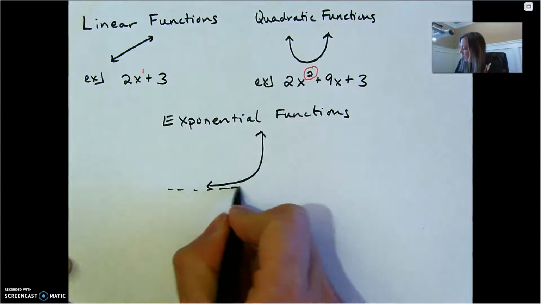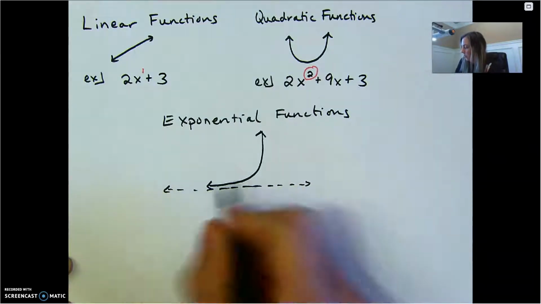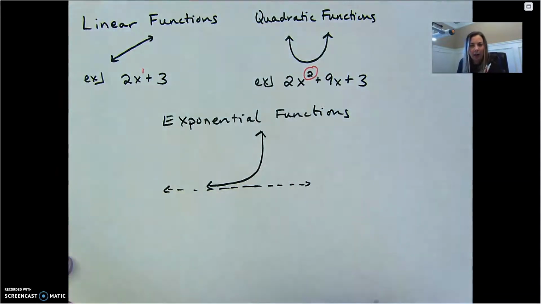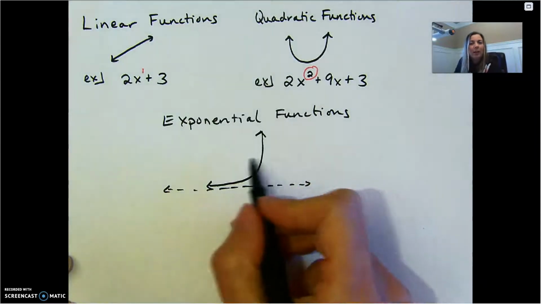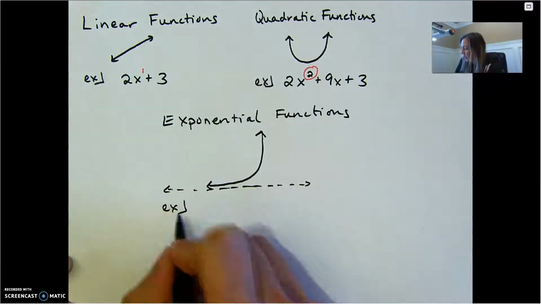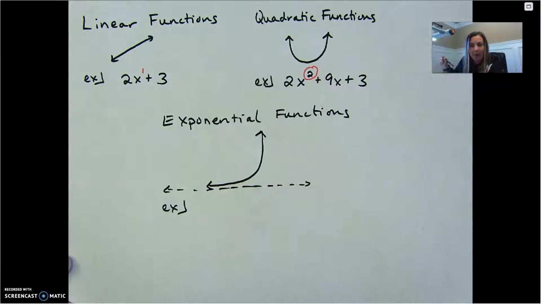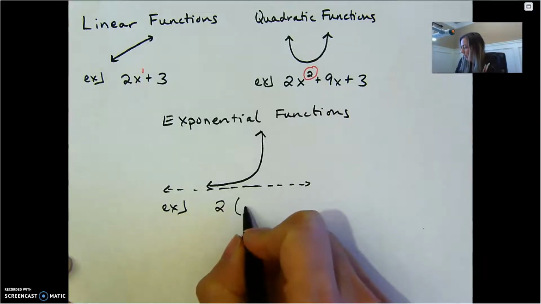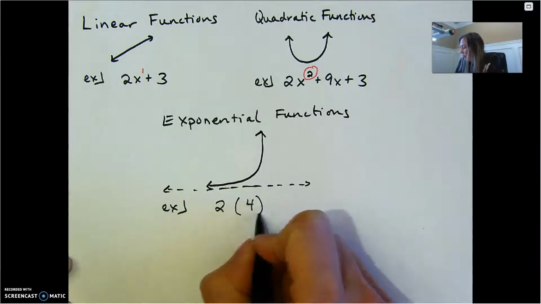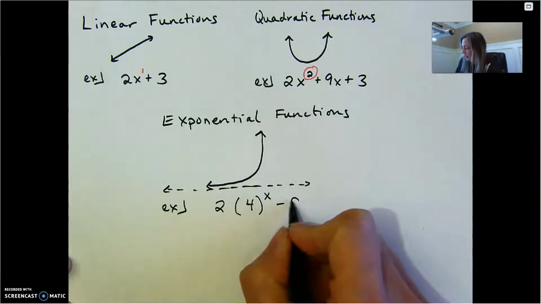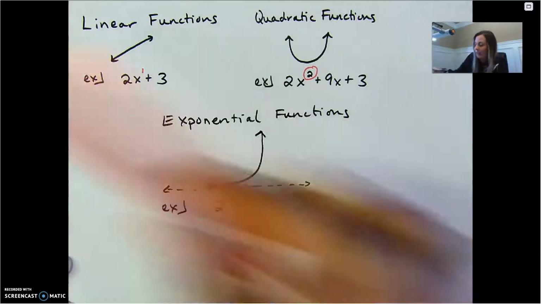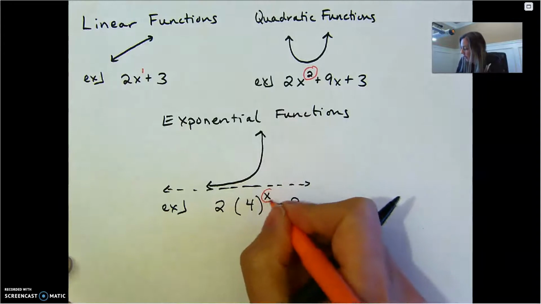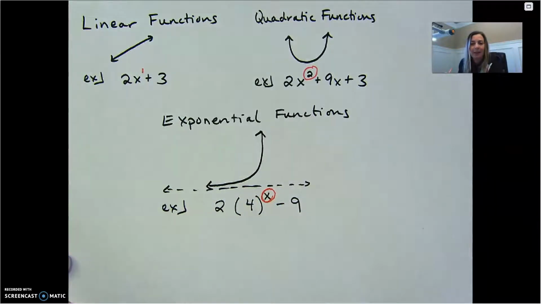Anywho, we've got these exponential functions and asymptotes that these lines can't cross or touch. The reason why it's an exponential function is because the variable is now the exponent. So for example, you might see it like 2 times 4 to the x minus 9. All right, so what makes this J curve is the fact that we have a variable as the power.